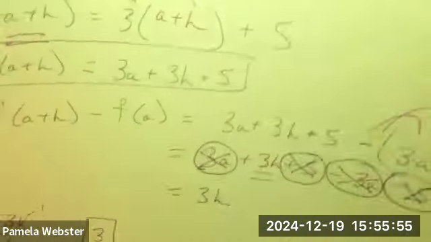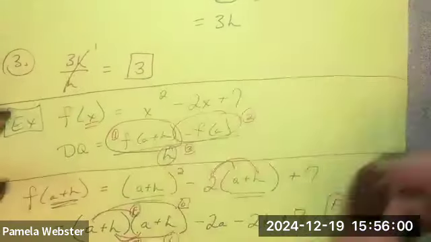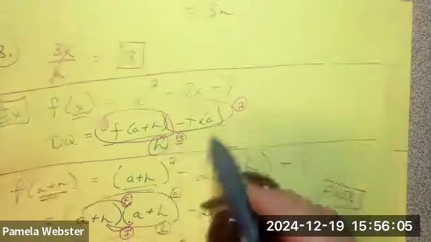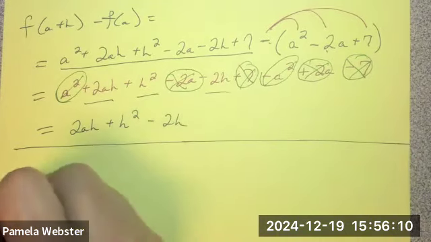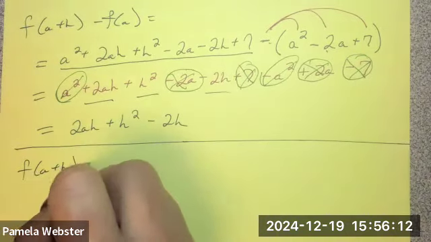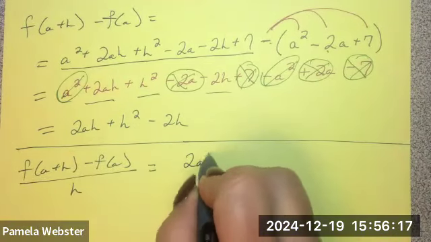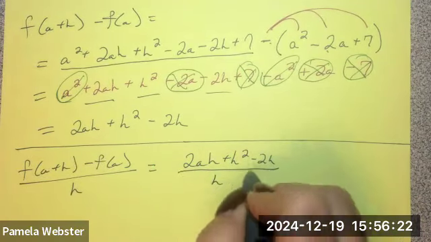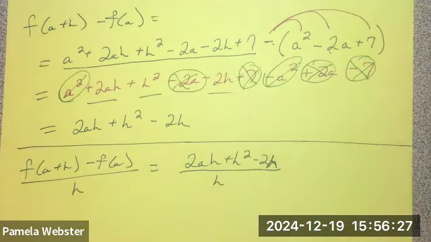And then coming back here, we said, where was it? Oh, here it is. Sorry. We said step 1, subtract step 2, divide by h is step 3. So step 3 here is take whatever we have, divide it by h. 2ah plus h squared minus 2h all over h. Okay. Now, I know some of you want to just start marking out h's, and that's fine as long as you're really careful with it.